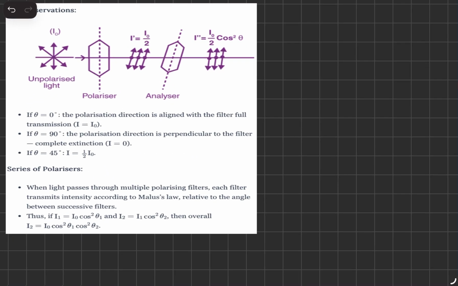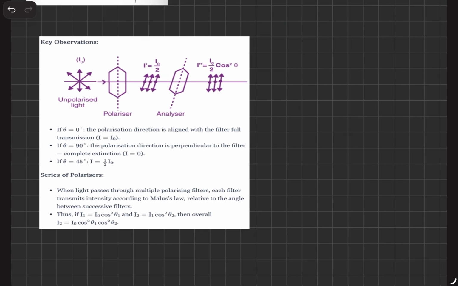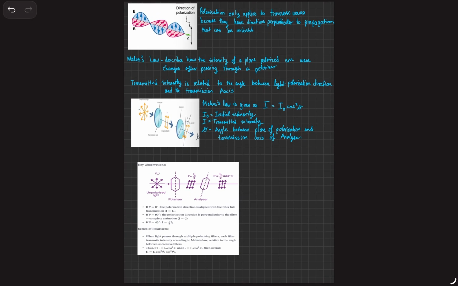So again, we just need to know that every time the unpolarized light goes through a polarizer, its value gets halved. And it's only after that we use the halved value of the unpolarized light to substitute it into Malus's law. And that is the end of the waves topic for 9702 CAIE. I will make a past paper video soon.